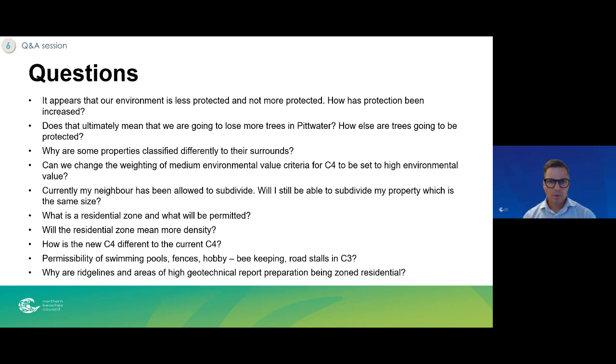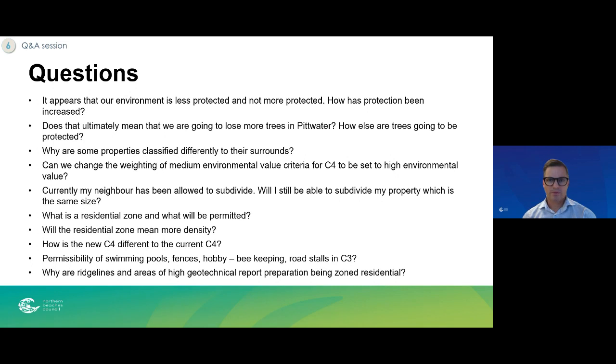How is the new C4 zone different to the current C4 zone? So it won't be substantially different to the existing C4 zone in the Pittwater area, and you can compare those by again going to our website, clicking on a property that's currently C4 and proposed to be C4, and you can see the permissibilities there.